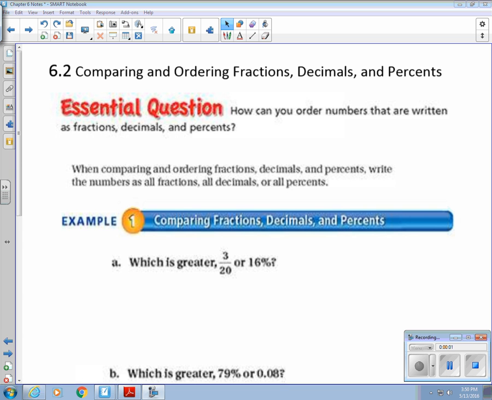Today's lesson is Chapter 6, Lesson 2, Comparing and Ordering Fractions, Decimals, and Percents. Our essential question today is, how can you order numbers that are written as fractions, decimals, and percents? So here's the key point.